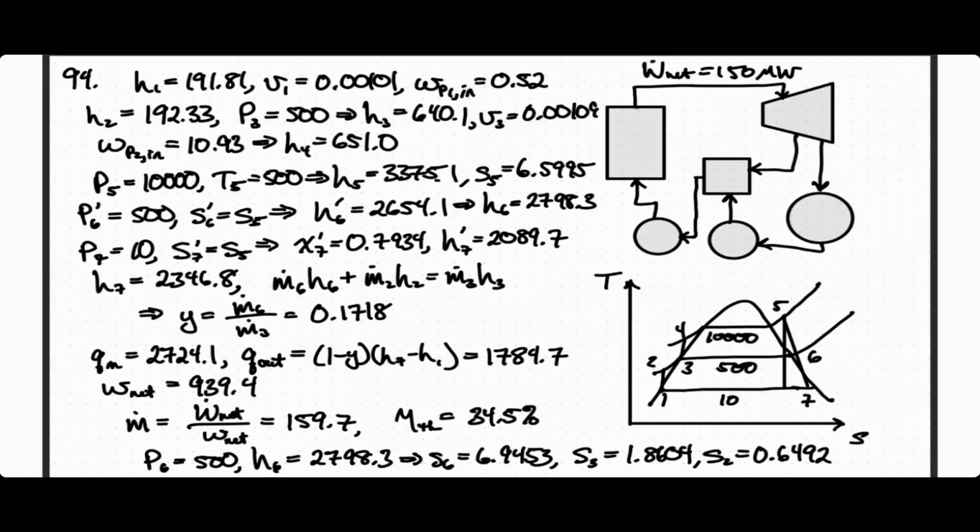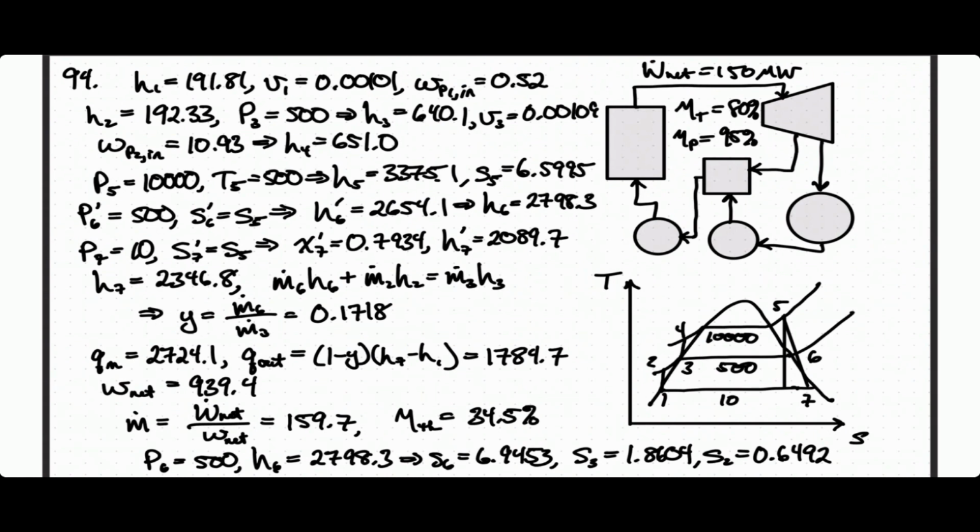It operates between 10 megapascals and 10 kilopascals. The efficiency for the turbine is 80%, and for the pumps is 95%. I didn't seem to write that. 80%, and the pumps are 90%. So 80%? No, not 95%, that's what the pumps were. All right, there we go.